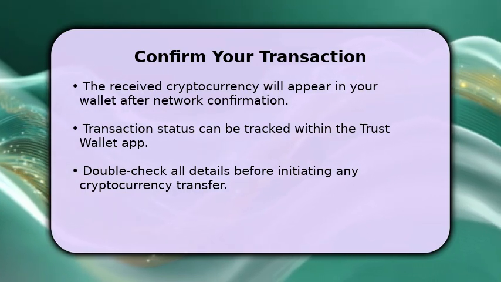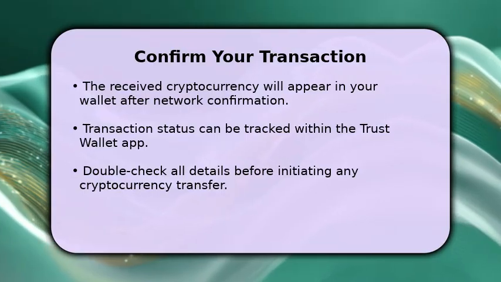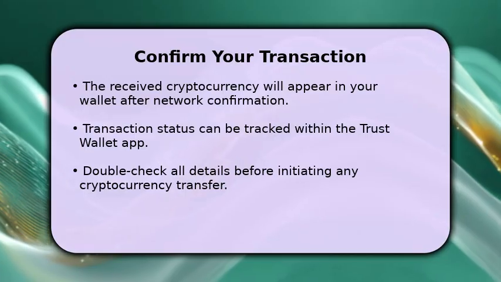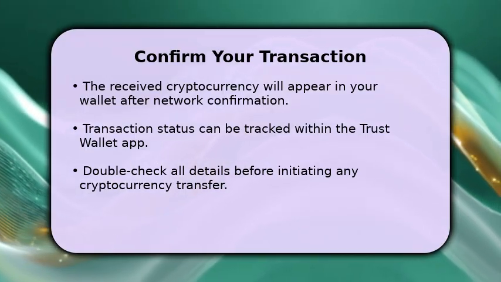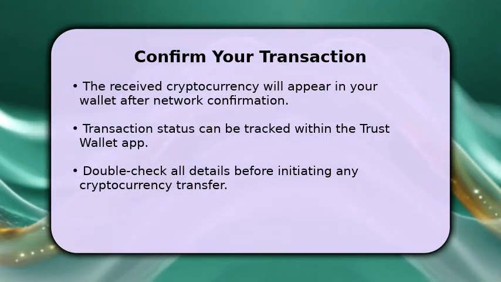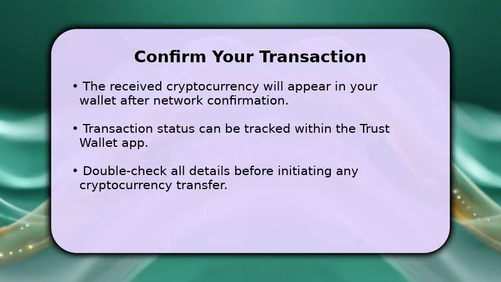You can track the transaction status directly within your Trust Wallet application. Always double-check the wallet address and network details before any transfer, as cryptocurrency transactions are irreversible and sending to the wrong address can result in permanent loss.